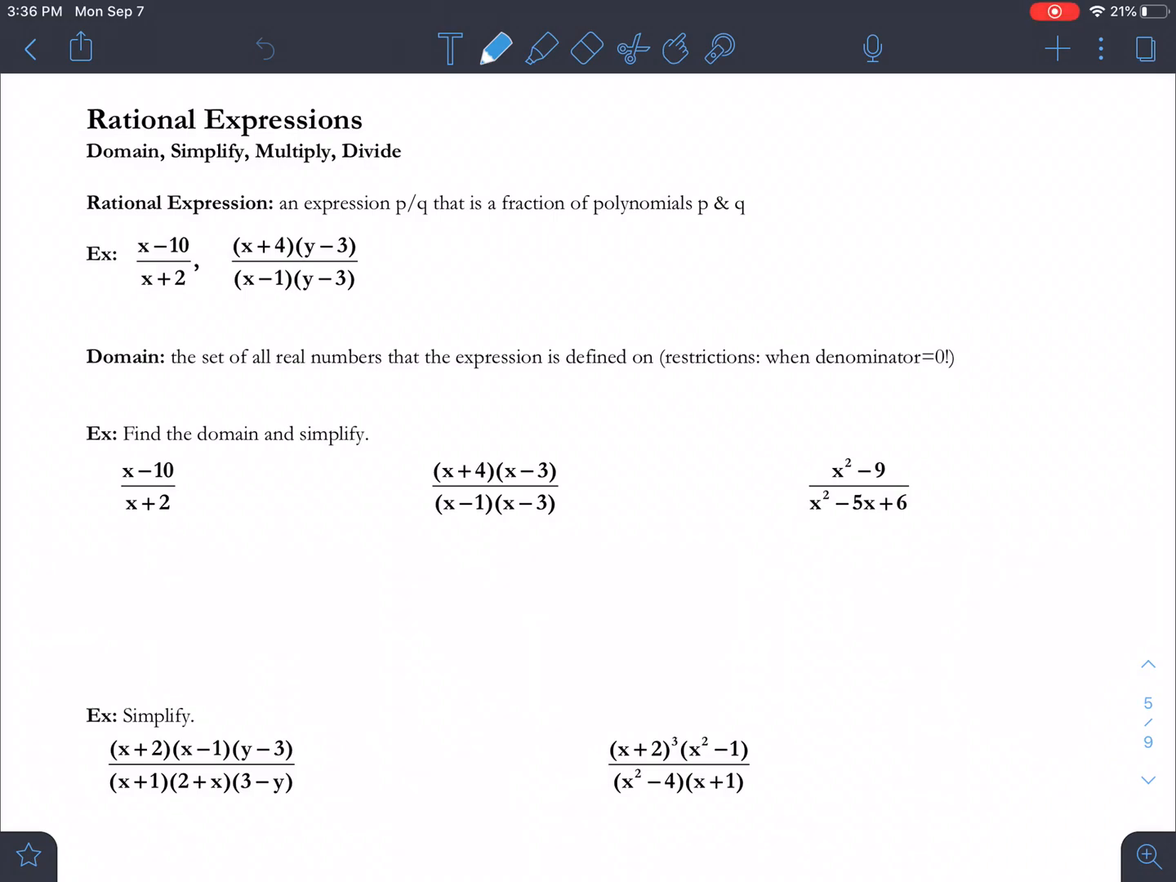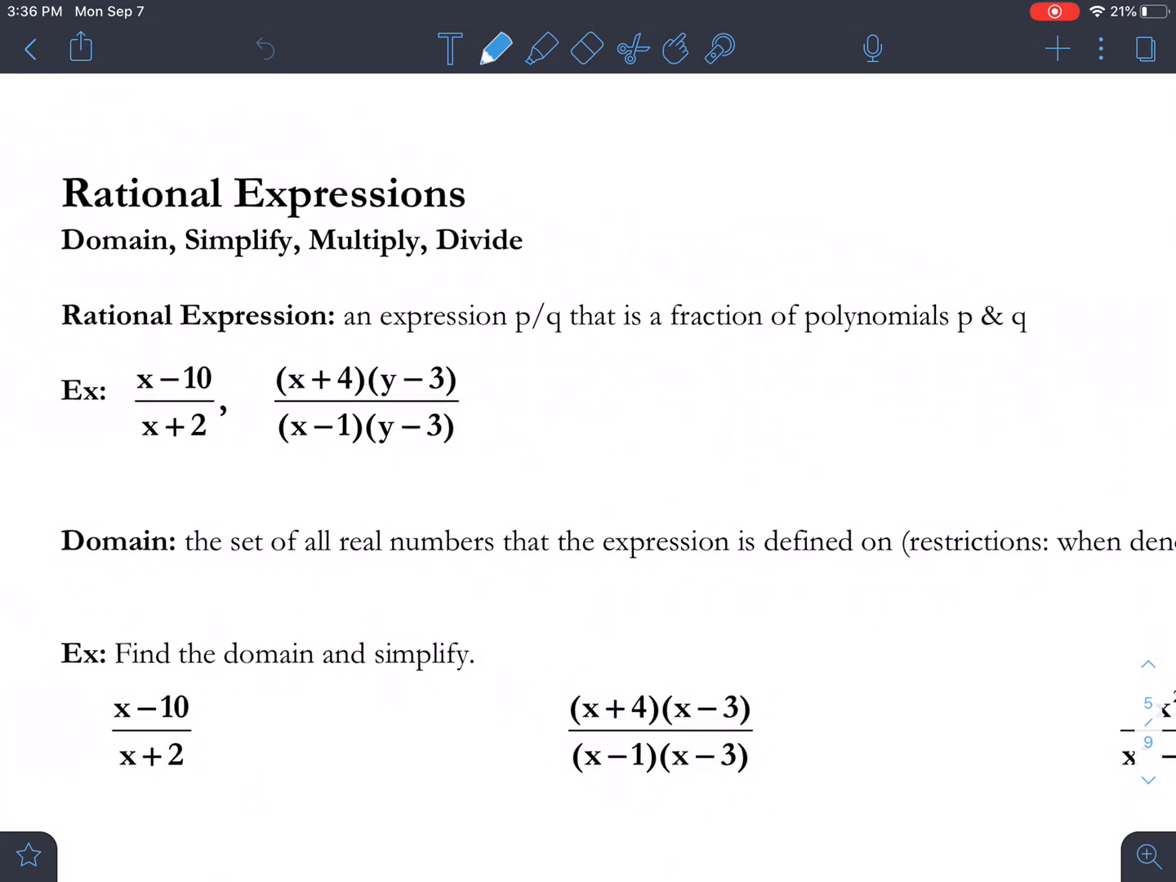Hey everyone, so today we're going to work on rational expressions, day one. We're going to be talking about domain and then simplifying, multiplying, and dividing. So what is a rational expression? Rational expressions are an expression p over q where we have two polynomials p and q. So for example, x minus 10 over x plus 2, or something like x plus 4 over x minus 1, or y minus 3 over y minus 3.